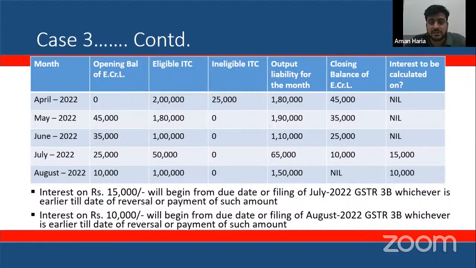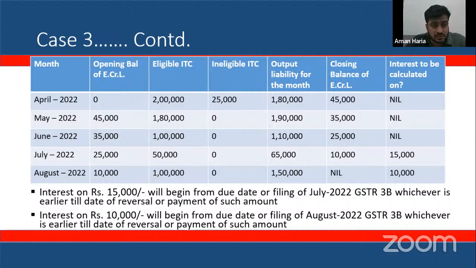After filing May's return, the closing balance of your electronic credit ledger is 35,000, which is still higher than 25,000. As a result, even after filing May month's return, you will not be required to pay tax. Sorry, you will not be required to pay interest on this 25,000.